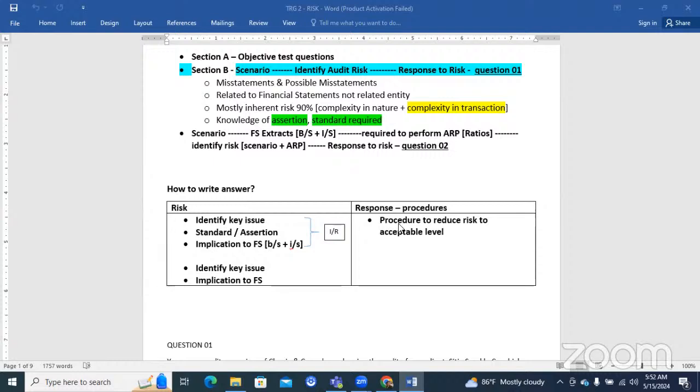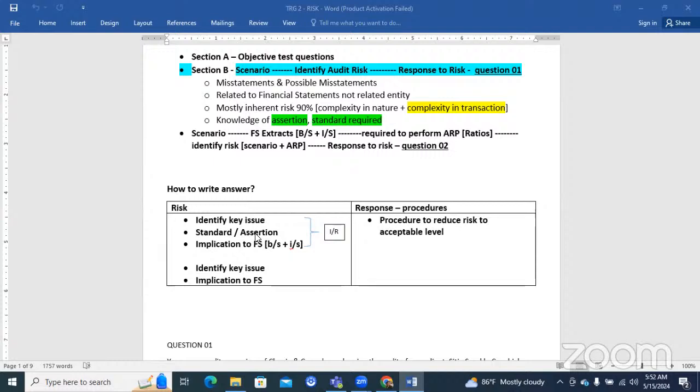Therefore, students, here the procedures are planning procedures. What I should do to reduce the risk to an acceptable level. That is what we call procedure here. And when we are writing answers, students, there are 2 types of answer structure. One is for inherent risk, either standard or assertion. First, what you should mention? You should identify the issue. Then you should mention the standard, or else you should mention the assertion.